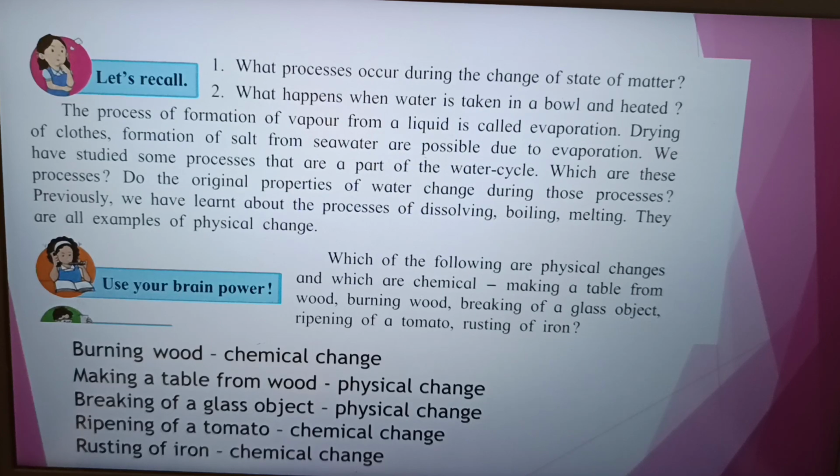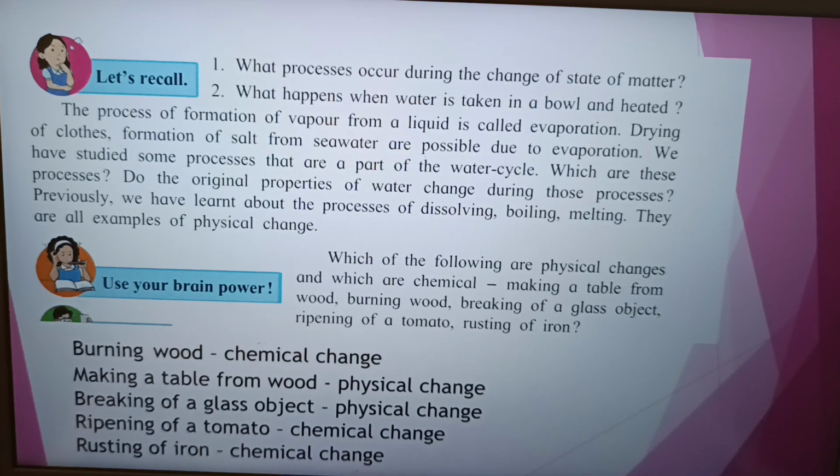Let's quickly see what is given in the next slide. So they are talking about the state of matter, the changes of state of matter. What happens in the state of matter, solid, liquid and gases? A substance changes from liquid to solid form, or solid to liquid form, or liquid to gaseous form, from solid to gas form, or gas to solid form. These are all changes of state of matter.